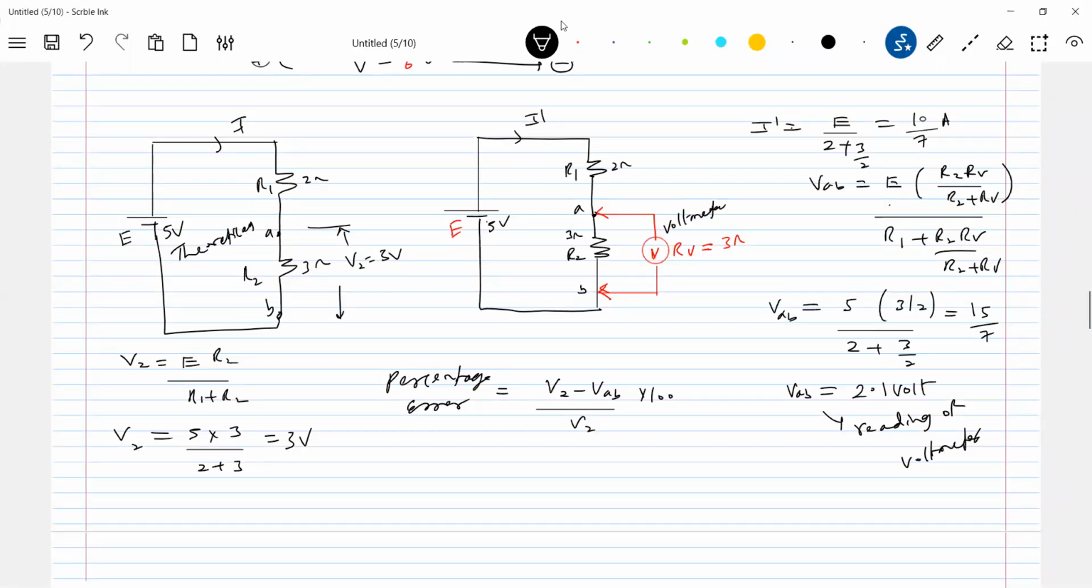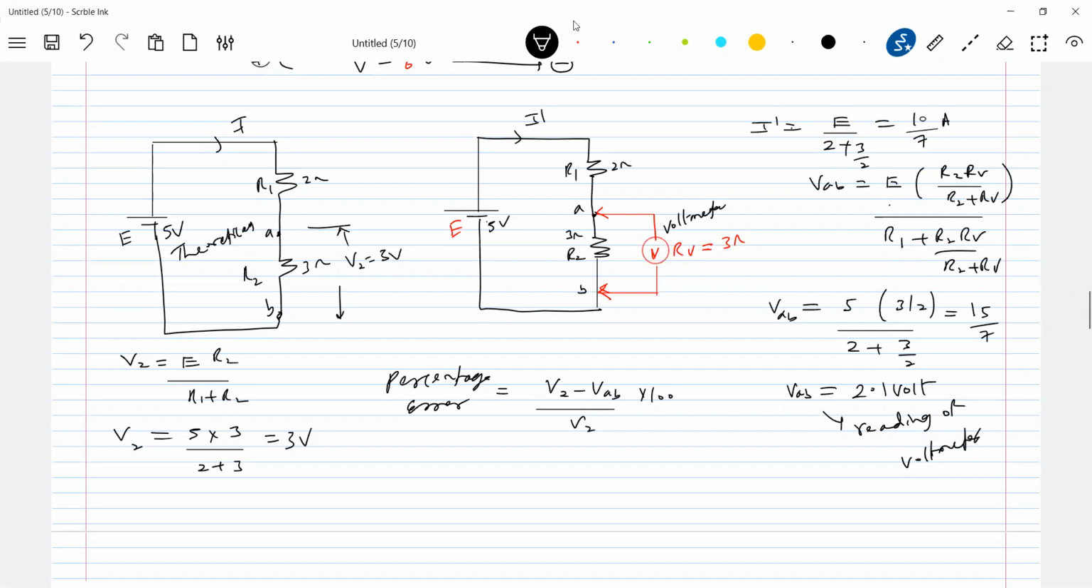So instead of this voltmeter of resistance 3 ohm, if I bring a voltmeter of internal resistance 100 ohm or say 30 ohm, then what will be the effective resistance? It will be near to 3 ohm. Then the error will get minimized, no? So therefore, what is a good voltmeter? The one which has very high internal resistance. So how to make the error totally zero? If a voltmeter of infinite internal resistance comes, then the error will be zero. Infinity parallel to 3 ohm will be 3 ohm only.